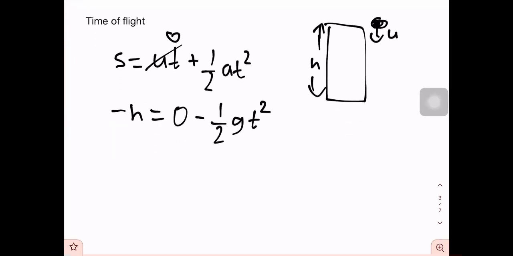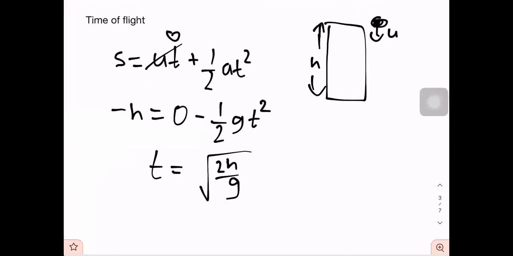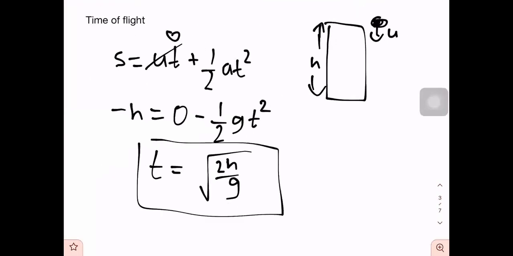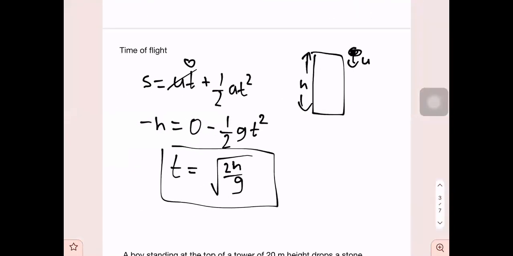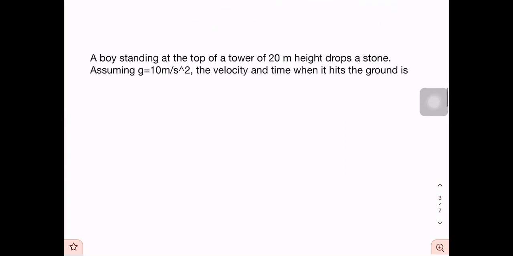So from here, t is going to be equal to root 2h by g, and that is the time of flight. Time of flight is square root of 2h by g. And this is important because it can help you quickly solve problems. So this is a time of flight problem.